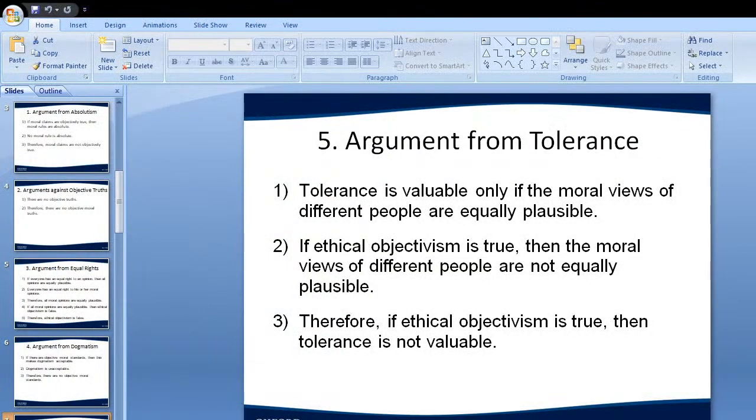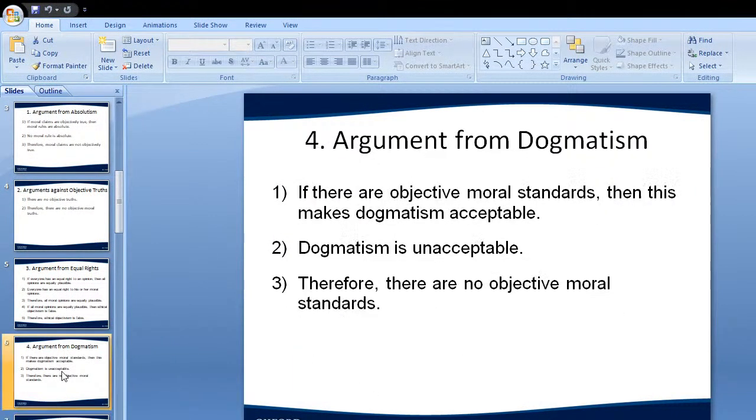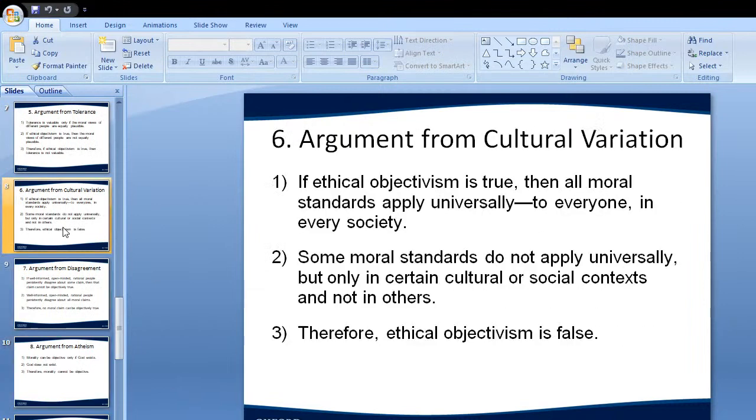PowerPoint. Cultural variation. Moral objectivity cannot allow for legitimate cultural variation. And remember, we live in a more equitable society. Multiculturalism, guys. Isn't that great? If there are moral objective standards, then they will apply to everyone in every society. Let's give an example. It's objectively wrong to slaughter people just for fun. Then it's wrong to do this everywhere, not just in my society, but yours.